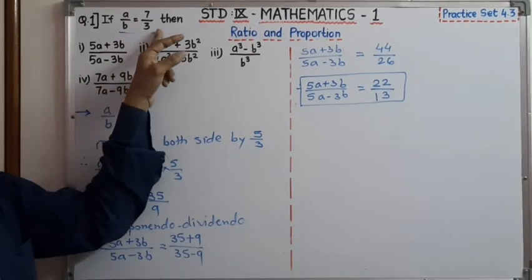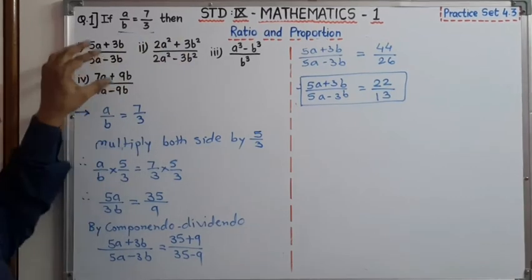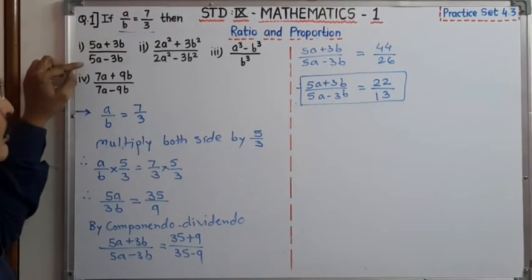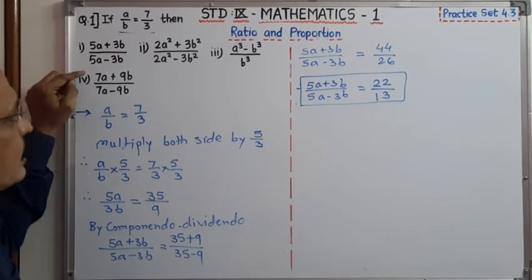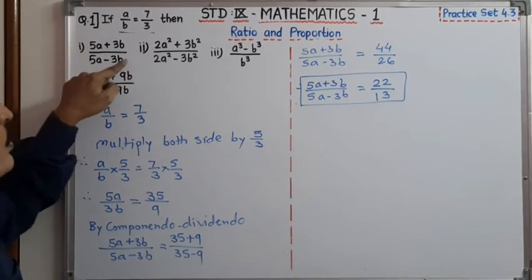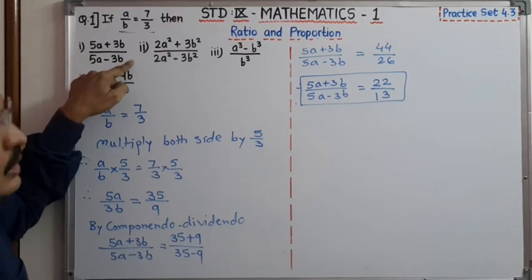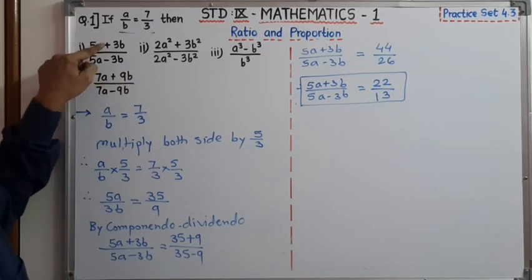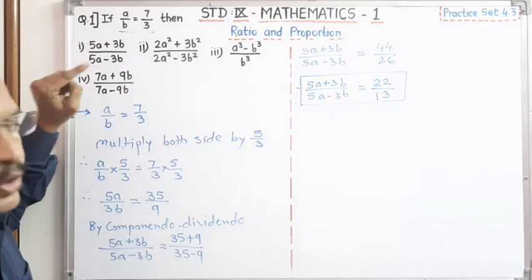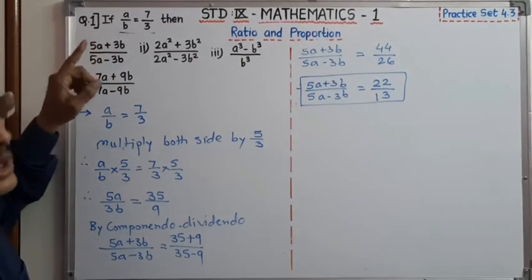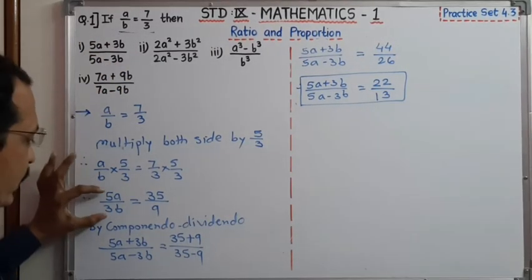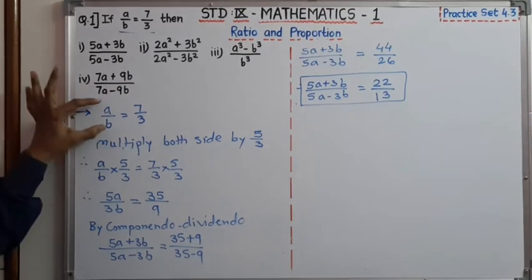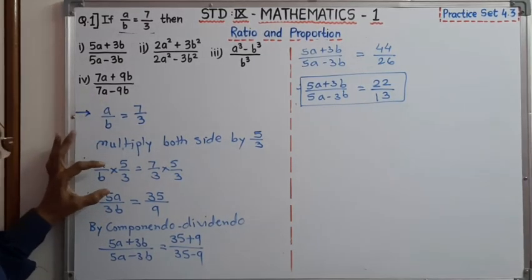Given a upon b is equal to 7 upon 3, we have to find out (5a + 3b)/(5a − 3b). For that purpose, dear student, first of all we have to find out the operation. Which operation? It is Componendo-dividendo. And on which ratio? It is on 5a upon 3b. Therefore, for getting 5a upon 3b, we have to multiply the given ratio with 5 upon 3.